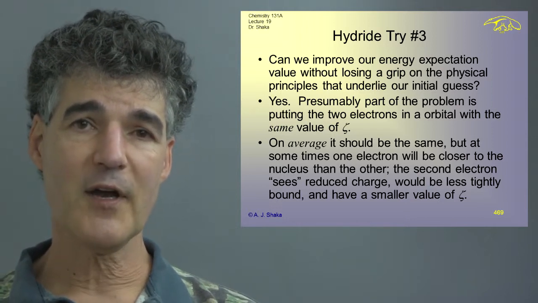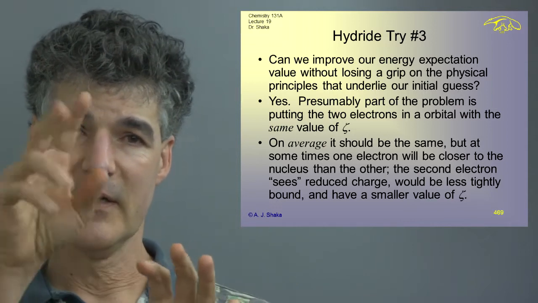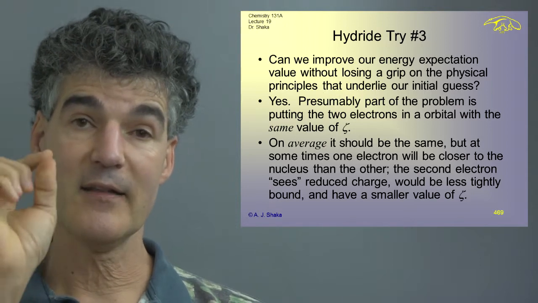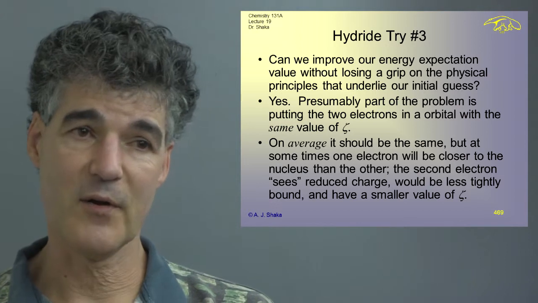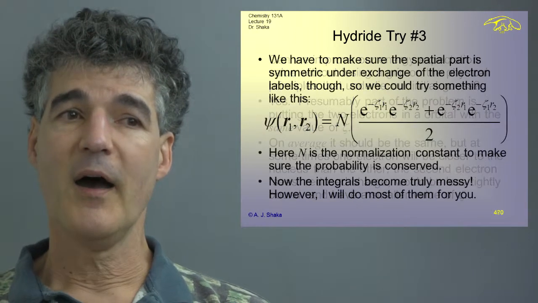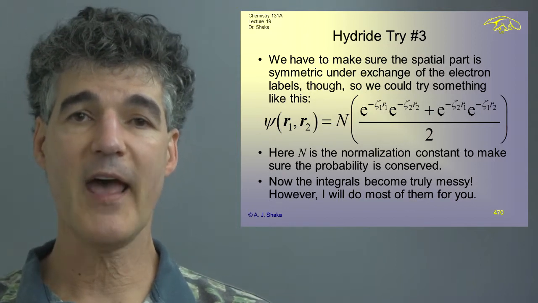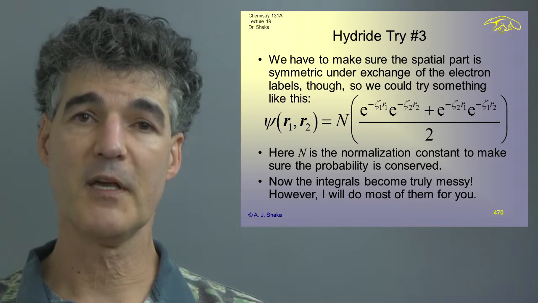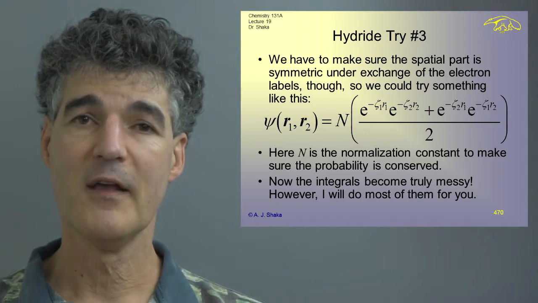Therefore, what we might try is, instead of having the same exponent, e to the minus zeta r1, e to the minus zeta r2, we could have e to the minus zeta 1 r1, e to the minus zeta 2 r2. And then we could try that. Unfortunately, we can't do that alone, because then we'd be saying that the electrons are distinguishable, because one would always be nearer than the other one, and in fact they're the same.